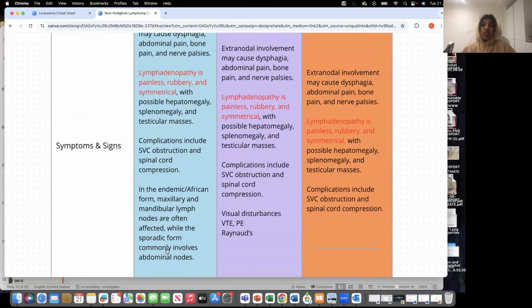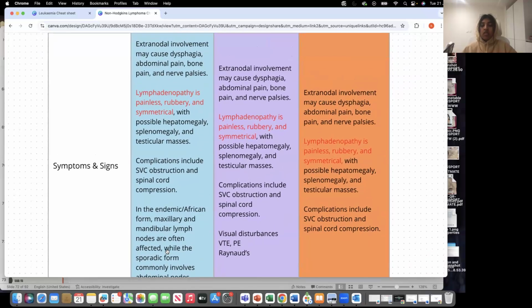Again, the signs and symptoms are common to all of them, in that you can get extranodal involvement. Extranodal involvement causes dysphagia, abdominal pain, bone pain, and nerve palsies. And this is key: in a stem, if you see lymphadenopathy that is painless, rubbery, and symmetrical, it's most likely to be a non-Hodgkin's lymphoma.